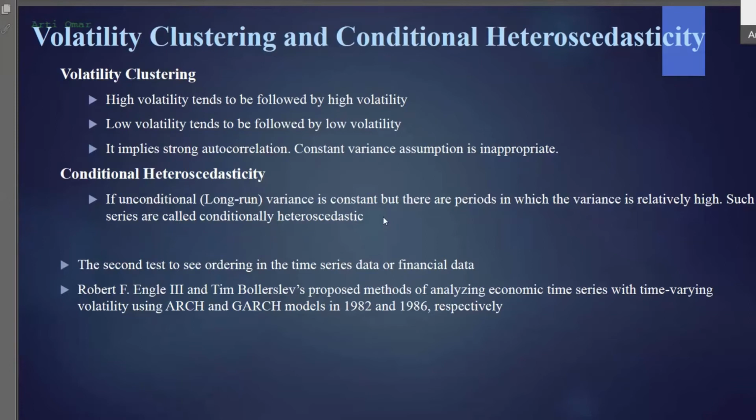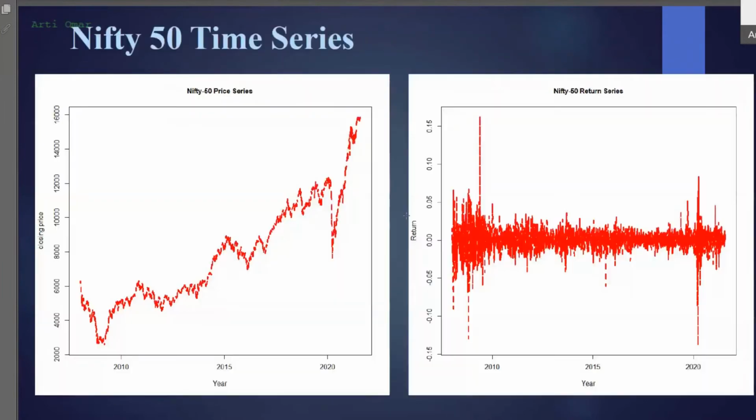Now, what do you mean by clustering? Clustering is basically when some information gathers at one place, so it creates a cluster of information. High volatility tends to be followed by high volatility. I'll show you one data set. On the right-hand side graph you can see the larger spikes, then a normal series, and then again sudden spikes in 2020. Near 2008 to 2009 we have a lot of observations together, and again nearly 2019 to 2020. These periods are the high volatility clustering periods. This time series has high volatility clustering in these two phases.